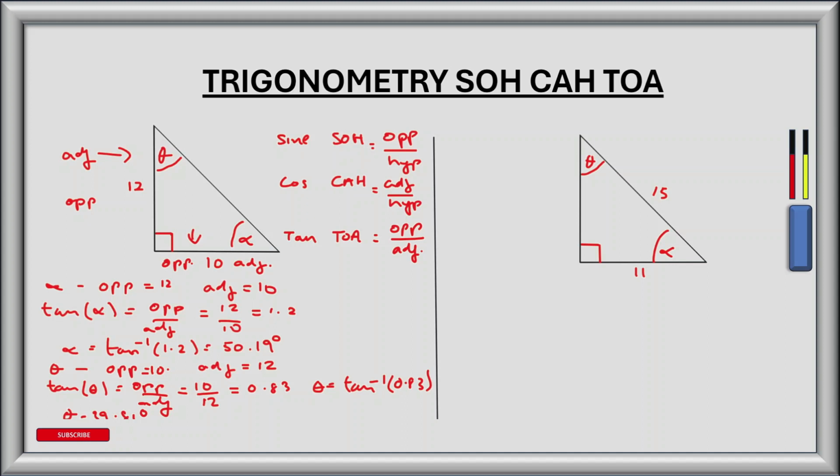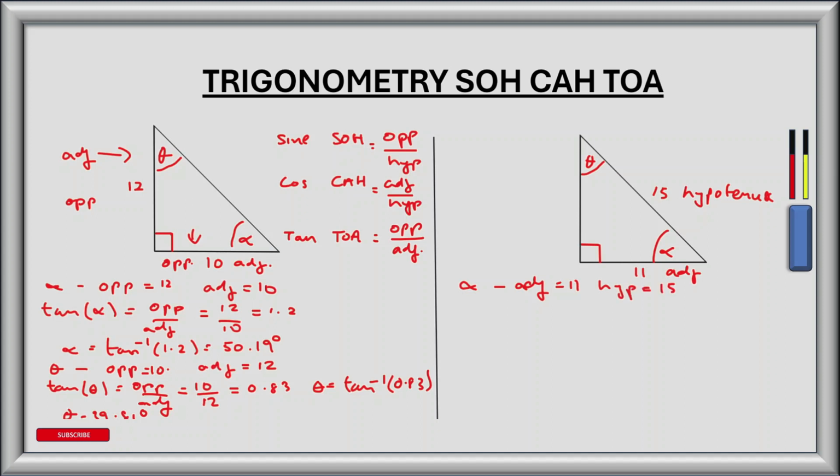We know two of the sides, one is 11 and one is 15, and we want to find the angles alpha and theta. So let's start with alpha again. We have the two sides of the triangle that we know. One of them is the hypotenuse. The side labeled 11 is adjacent to the angle alpha. So we have the adjacent side is equal to 11 and the hypotenuse is equal to 15.